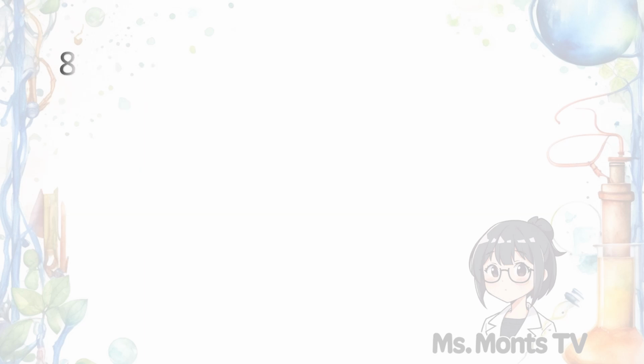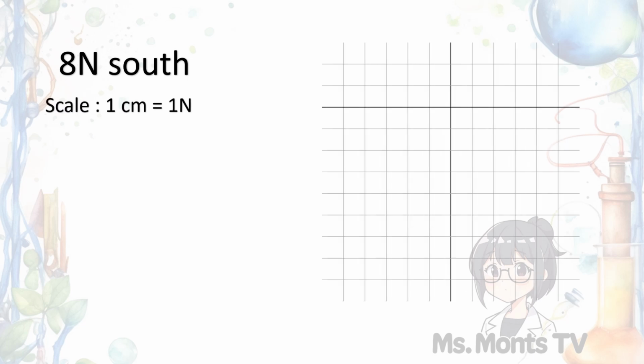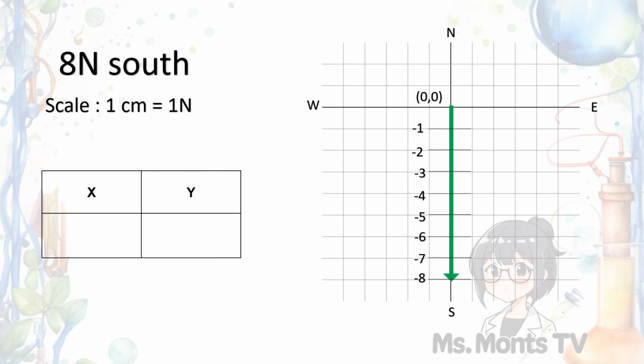Another example is 8 newtons south. We will draw the Cartesian plane and the arrow of 8 newtons south. From the origin, we draw it going south 8 centimeters. What is the x component? There is no x component because it is going downwards. And the y component is negative 8 because it is downward in the Cartesian plane.